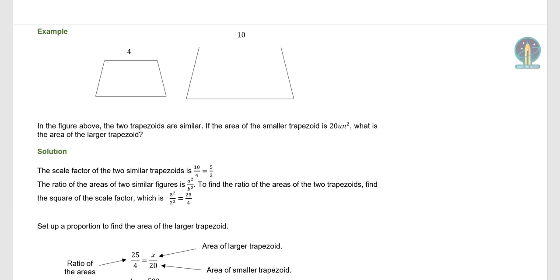Here's another example. We have two trapezoids, and they are similar. If the area of the smaller trapezoid is 20 square units, so this one, what is the area of the larger trapezoid? So again, we can determine the scale factor by dividing this side by this side, right? Similar sides, or corresponding sides, we should say, of the similar figures. So 10 divided by 4, which is 5 over 2, which is 2.5, right?